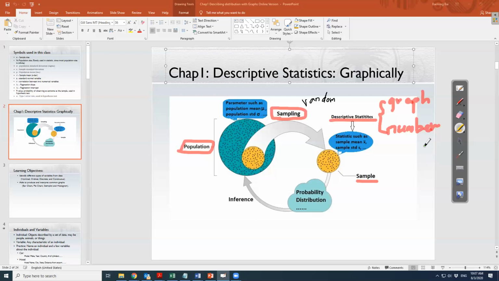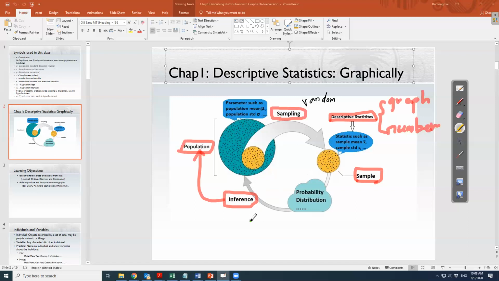And then in the end, after you describe your sample, you know exactly what's going on in the sample, but that doesn't address your research question, because the research question is always about the population. Then we need a process to draw conclusions about the population, and that process is called inferential statistics. So in statistics, we have two branches. One is descriptive statistics, which only focuses on describing a sample, and one is inferential statistics, which is more advanced and will refer back to the population.